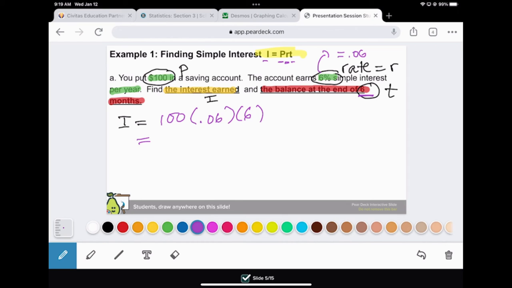Okay, so now it's just a matter of plugging it into your calculator and multiplying. When you multiply them across, you get 36. This means you pay, oh sorry, not pay, because this is a savings account, so you earn $36 after 6 months.